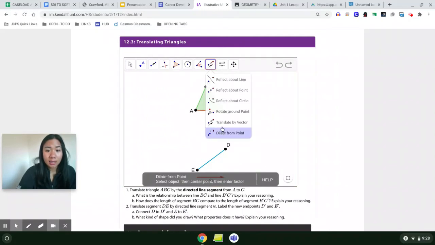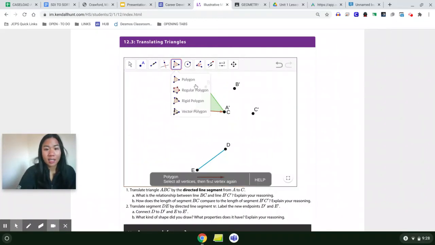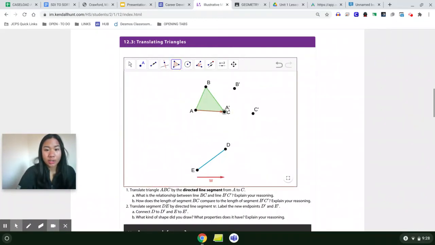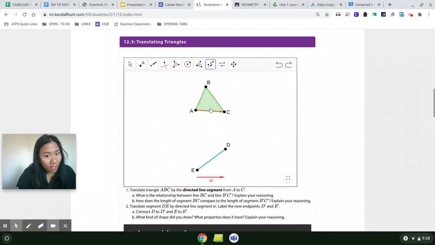I can select the translate tool, select point A, and then select the vector. Select point B, select the vector, select point C, and select the vector. And then I can make a polygon, and I can create these 3 points together. There we go. So what I just did the long way is the exact same thing as translating the entire triangle and then moving it by the vector, which you all can do as well, okay? So now I'm just showing you 2 different ways that you can do it.